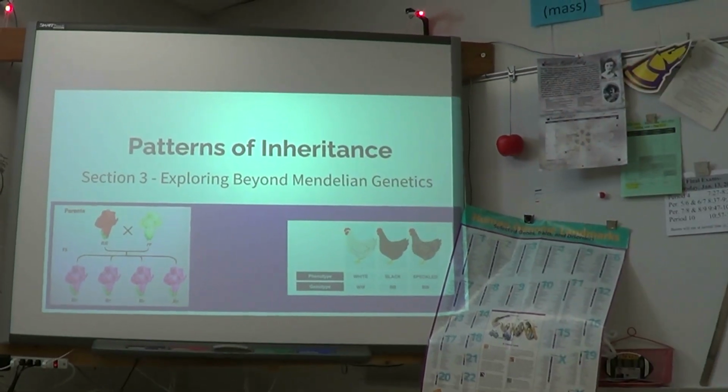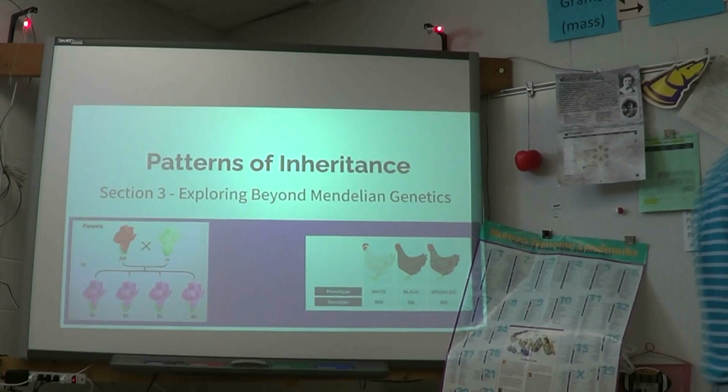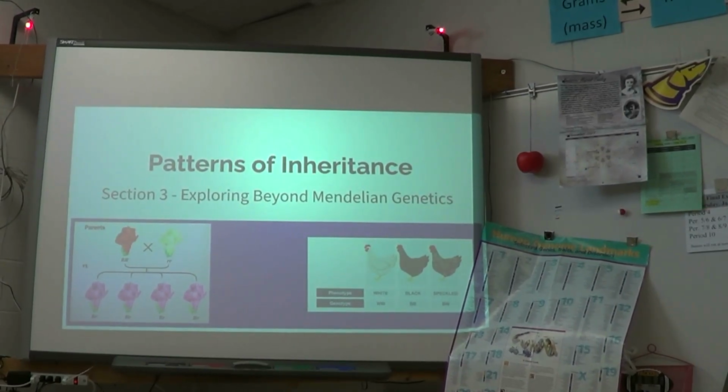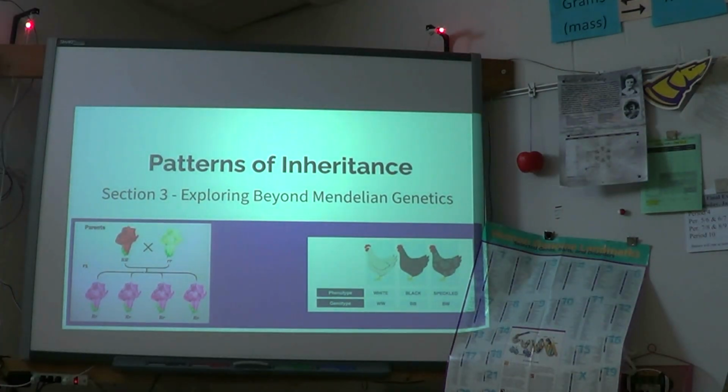What we've talked about up to this point has been really an oversimplification of genetics. What we've dealt with so far is this simplification idea that there's a gene that controls a trait, and it's either dominant or recessive. That's true with some things.